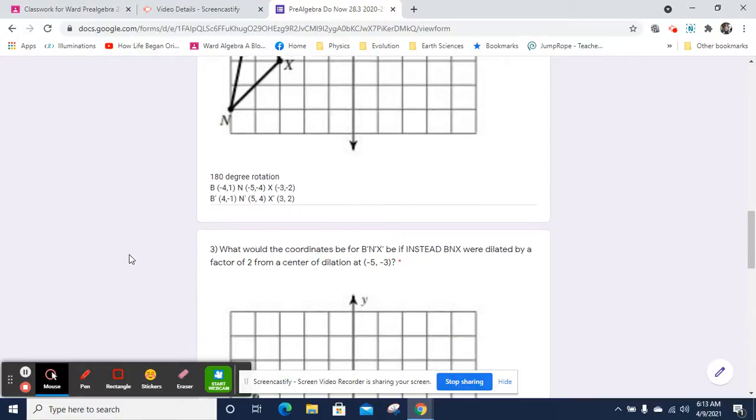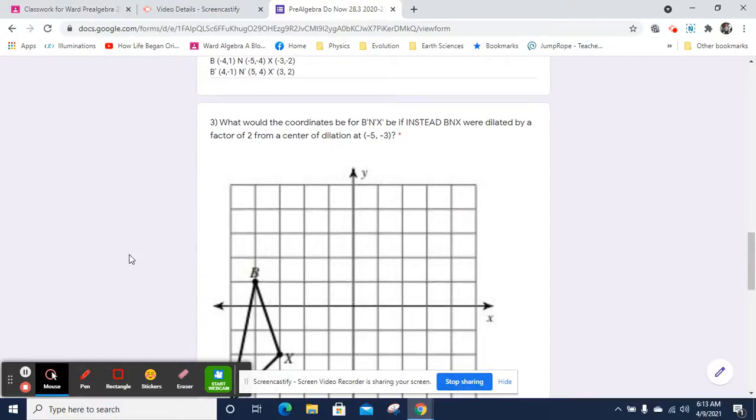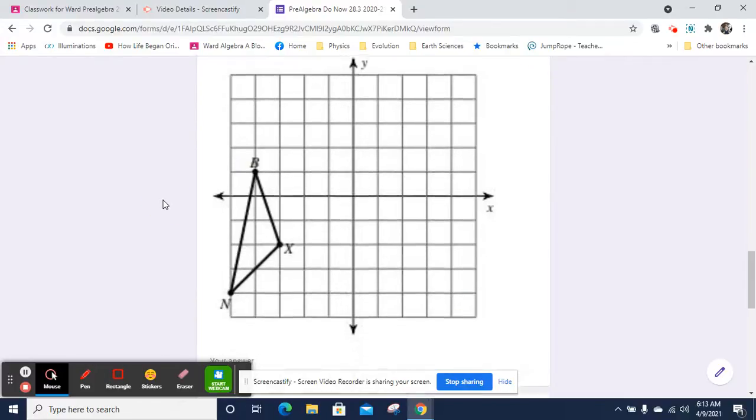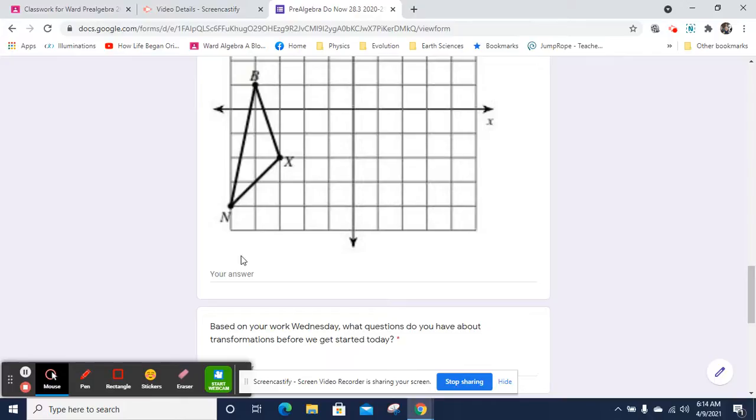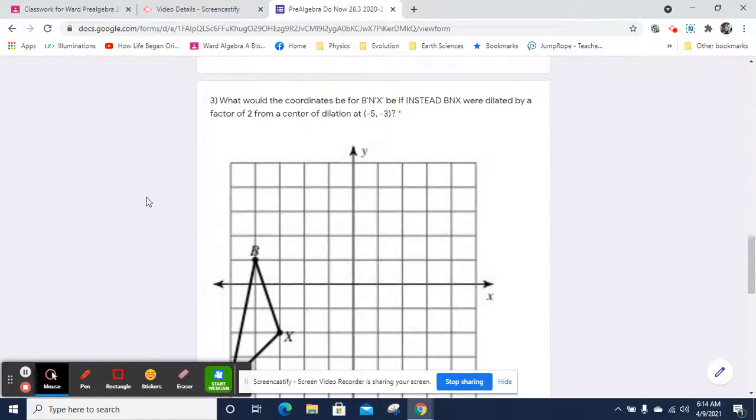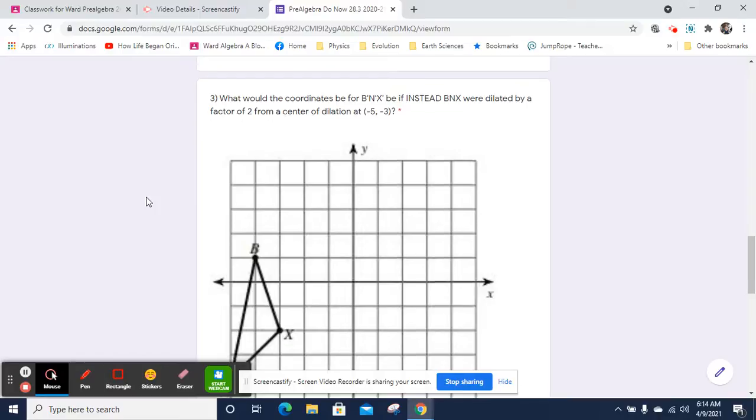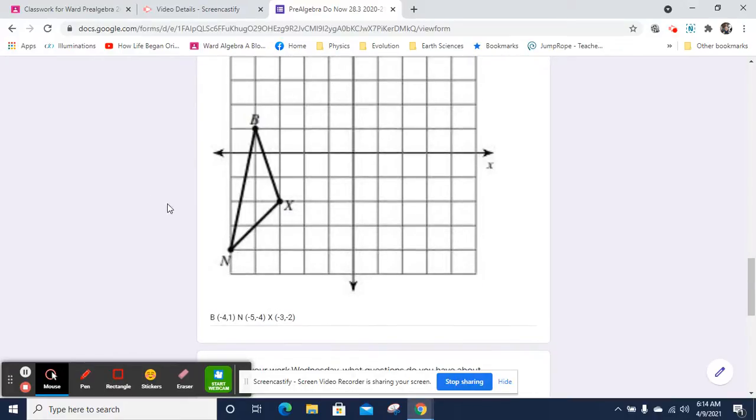All right, now we're going to dilate B and X. We're going to dilate it by a factor of 2 from a center of dilation of -5, -3. It's probably the trickiest one that we've got here. So basically, we're going to be doubling the distance of each of the points from a center of dilation at -5, -3. So I think the first thing to do is to identify our center of dilation.